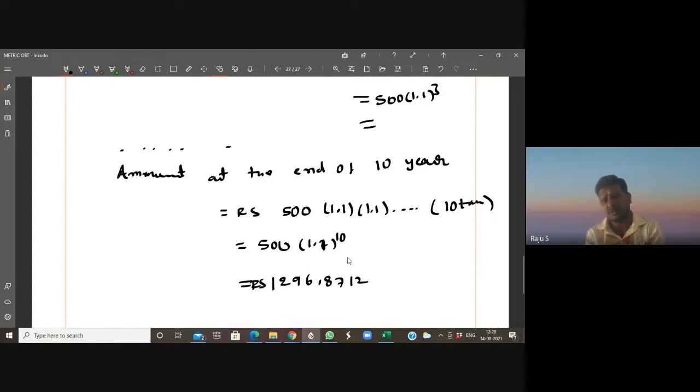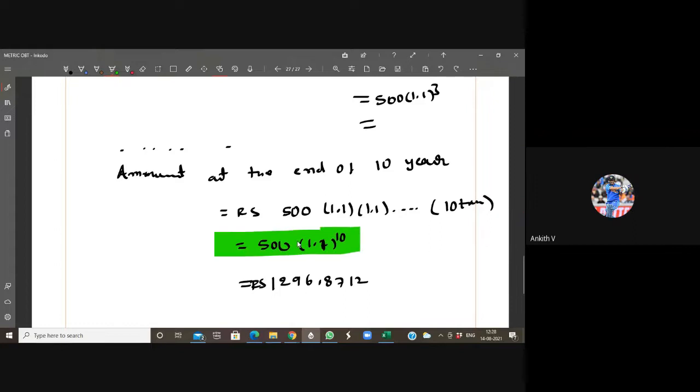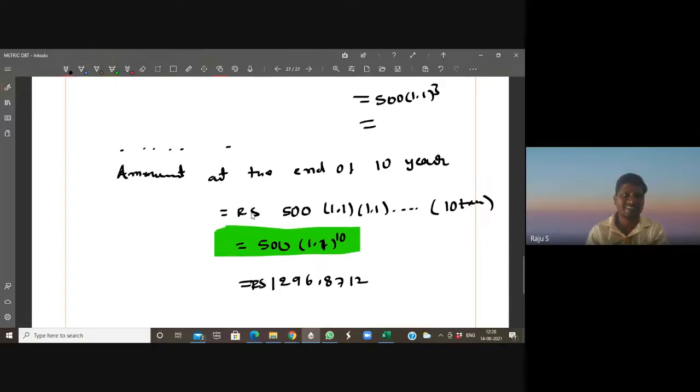In the exam, you can simply write up to here. How can you calculate it? Is it easy to calculate? No, sir, it is 1.1 ten times, 10 to the power of something. So simply you can keep it. The amount at the end of the 10 years will be 500 into 1.1 whole power 10. That's all.